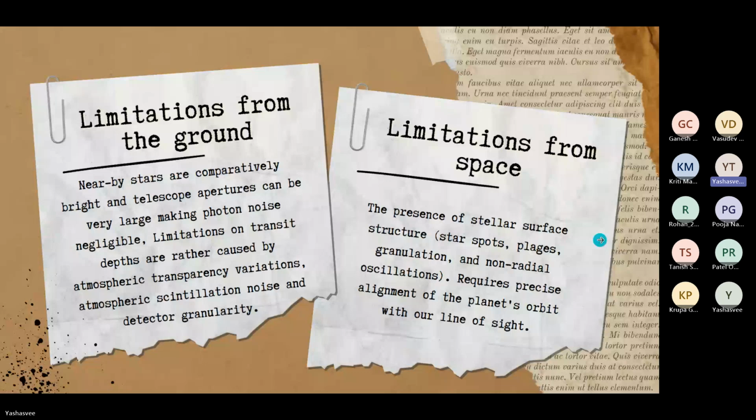Then next we have limitations from space. Limitations from space are mostly because of the stellar surface. They are caused by the star. On the stellar surface, we observe star spots, plages, granulation, or non-radial oscillations, which can be a source of limitations. Another limitation, which is common to transits in general, is that we need a precise alignment of the planet's orbit to observe the transit. Like already shown, the planetary system needs to be edge on for us to be able to view the transit occurring.